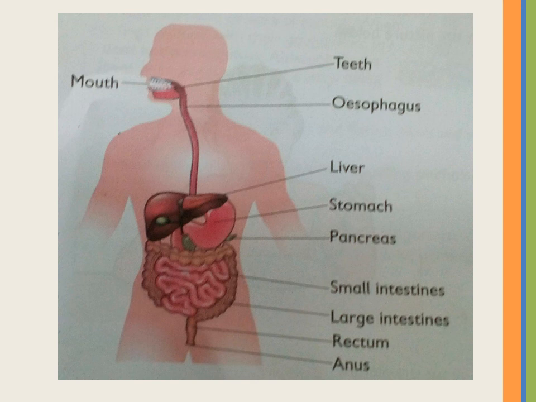What is the function of the anus? This is the last part of the alimentary canal. The undigested food, which is waste matter, is removed from the body through the anus. Pupils, the removal of feces is called ejection. So, pupils, what is ejection? Ejection is the removal of waste product from the body. The waste product is what we call feces.